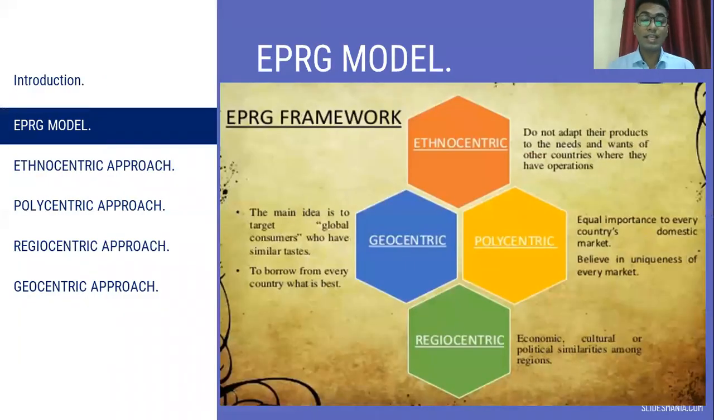So what is the EPRG model? EPRG stands for ethnocentric, polycentric, regiocentric, and geocentric. It describes the attitude towards the subsidiaries and base countries in international business, which means the attitude of a business in how a country deals with another country.